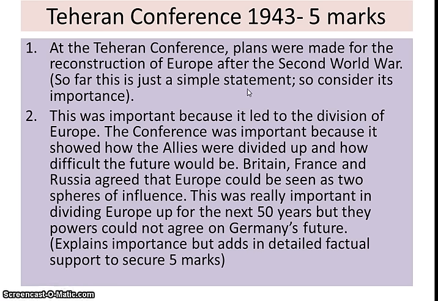Remember, you're marked within a 3-tier band. So you've got to add explanation. So for example, this was important because it led to the division of Europe. The conference was important because it showed the Allies were divided up and how difficult the future would be. Britain, France and Russia agreed that Europe could be seen as 2 spheres of influence. This was really important. See, I'm making a judgment there in dividing Europe up for the next 50 years. But the powers could not agree on Germany's future.